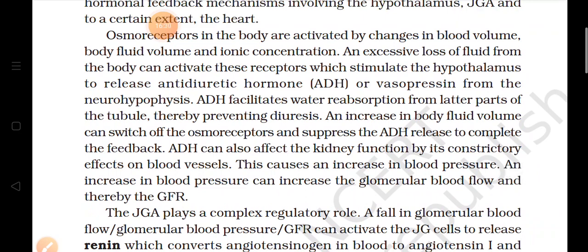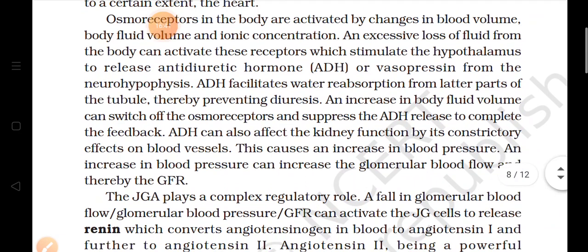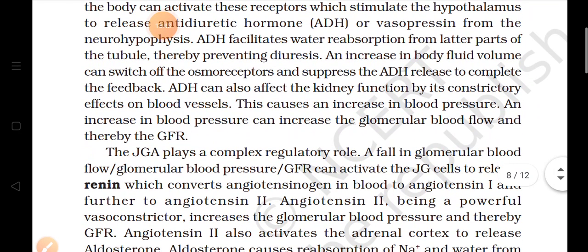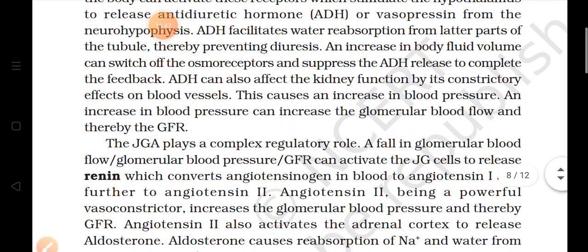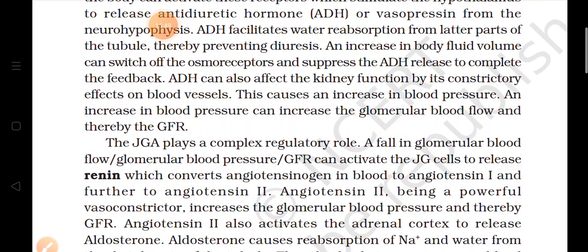And if there is an increase in body fluid volume, if a greater amount of water is present in the body or in the blood or body fluid, then what will happen? These osmoreceptors will be switched off, means they will not be activated. And if these osmoreceptors are not active, then ADH will be suppressed.